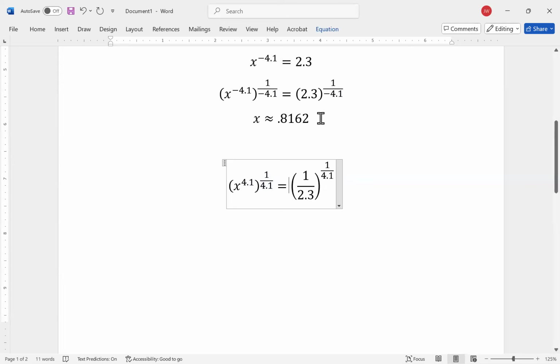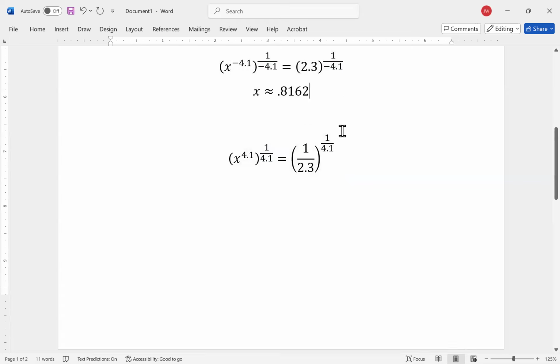And you get the exact same answer of 0.8162. But in this one, we just use reciprocals first and then raise to 1 over a positive power. Here, we just use the negative power.